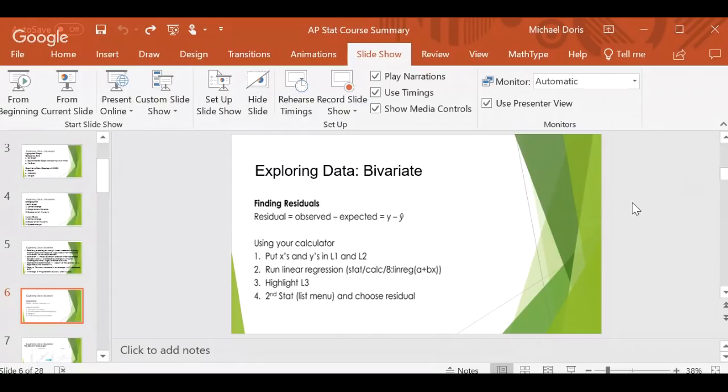So you might have to do some regression in your calculator. Be prepared that you might have to make a scatter plot, whatnot.